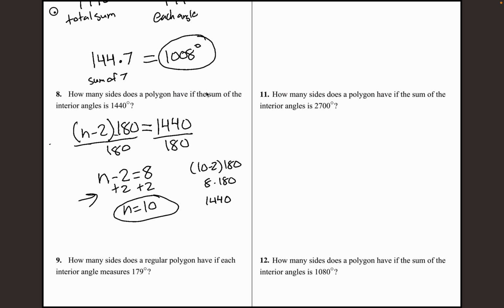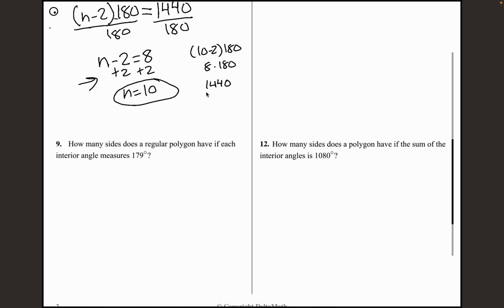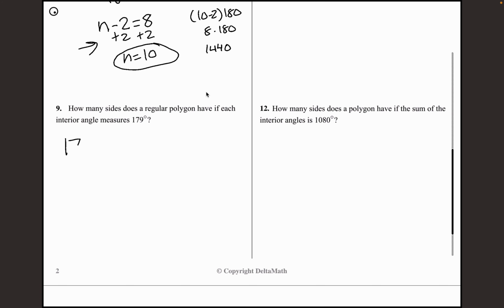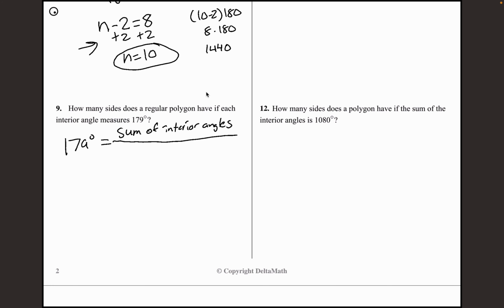Now, let's look at number 9. Number 9 says, how many sides does a regular polygon have if each interior angle measures 179? Okay, this is going to be probably the toughest one. When we do this equation, it is going to be 179 degrees equals the sum of interior angles over the number of interior angles.